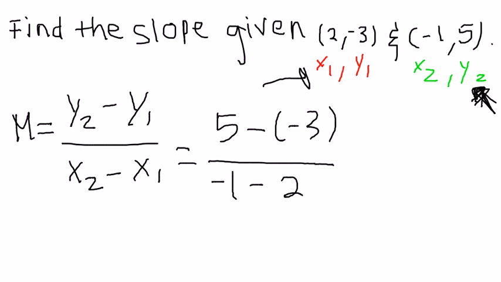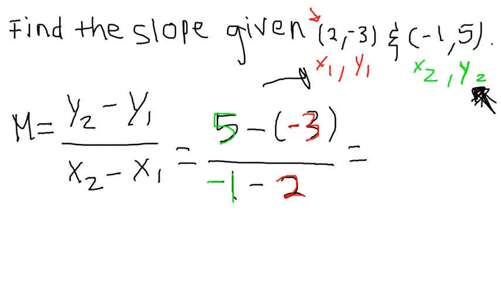So do you guys see how I got these numbers? 5 is y2, right here. And the minus negative 3 is y1, right there. And negative 1 is x2, and x1 right here is 2. That's where I got these numbers from those 2 points. Now, once you've plugged it in all correctly, make sure your negative signs and positive signs are correct, and let's just solve it.